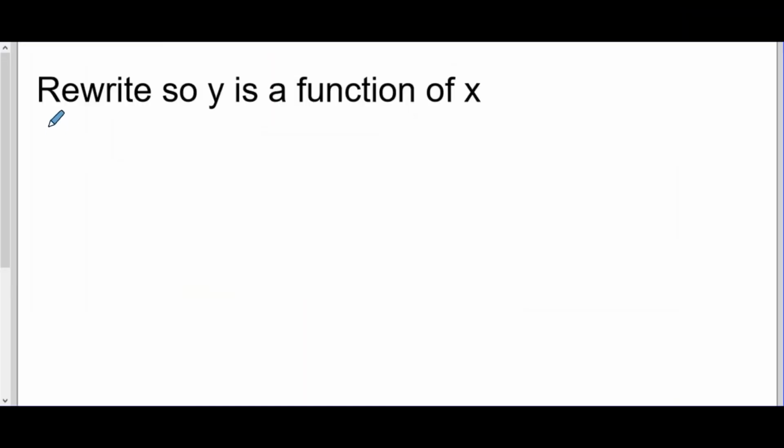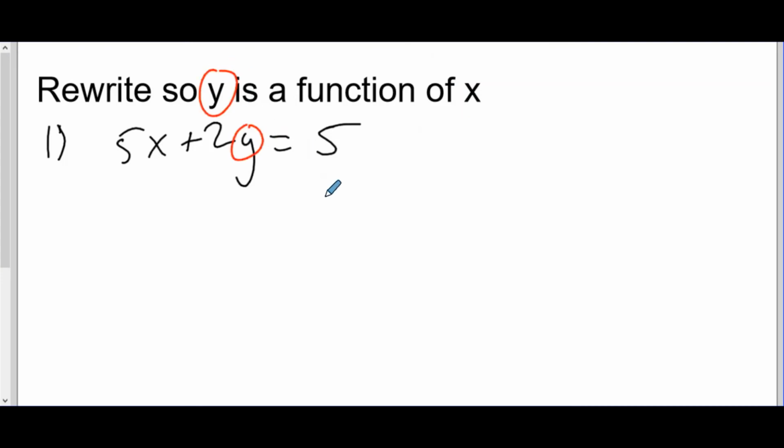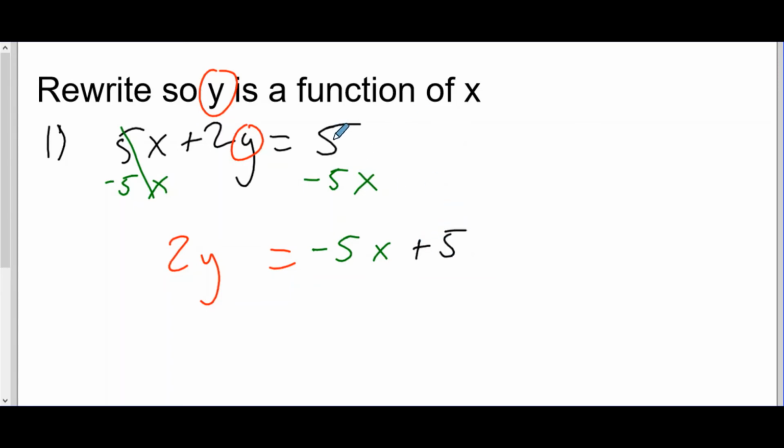All right, so our first one here is 5x plus 2y equals 5, and we want to rewrite this one so that y is a function of x, which means we're solving for y here. So if I want to get y by itself, I want to get this term by itself first, so I don't need that 5x. I'm going to subtract that whole term on both sides. So that cancels out. I've got 2y over here. And then when we do functions, we typically put the variable term in the front and the constant, that plain number, second. So I'm going to write negative 5x first and then plus a 5 because the 5 is positive.